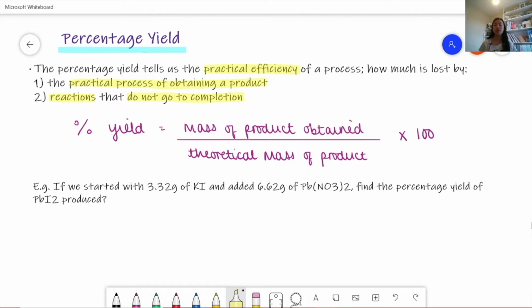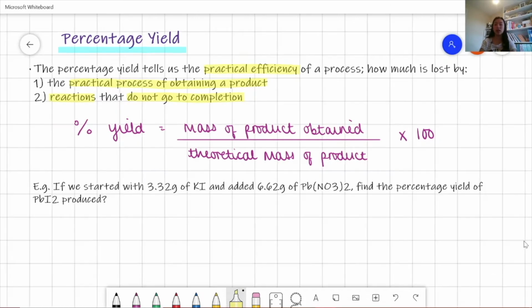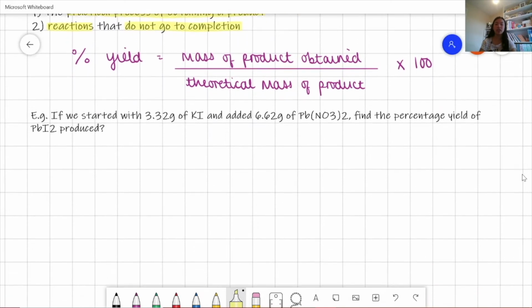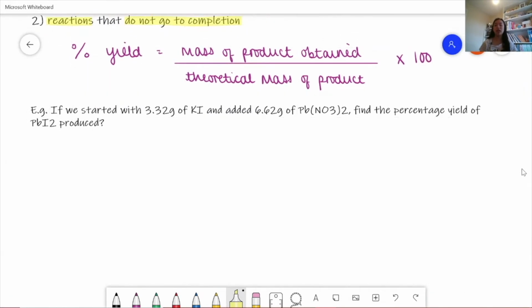And we can also do this by dividing the moles of the product obtained and the theoretical moles of product, also multiplied by 100. So in this example, if we started with 3.32 grams of potassium iodide and added 6.62 grams of lead nitrate, find the percentage yield of lead iodide produced. So the first thing to do with all of these kinds of questions is firstly to write out the equation so we can see what's happening.